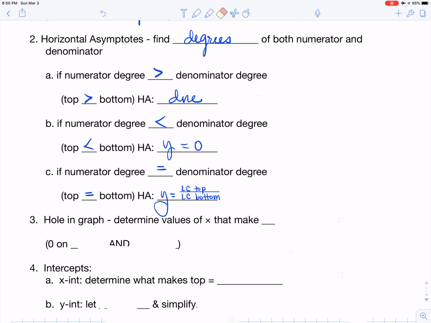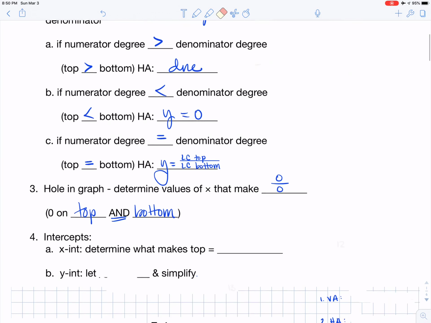If you're looking for a hole in the graph, what you want to do here is determine the values of x that make both a 0 on top and on bottom. On top and on bottom.